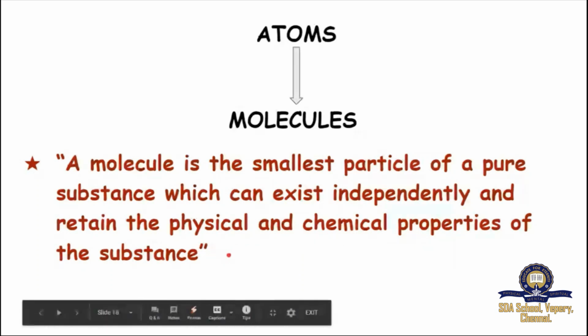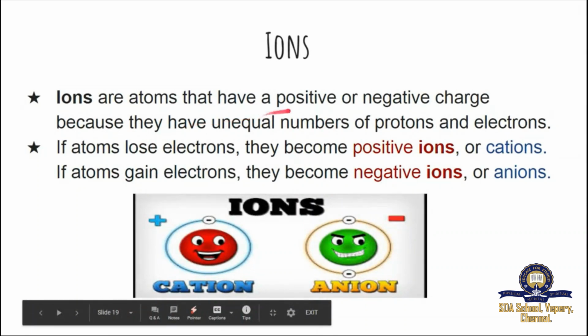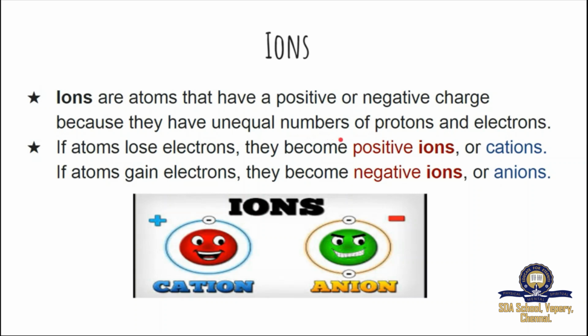Next we will see about ions. A group of atoms that have a charge are called ions. Ions are atoms that have a positive or negative charge because they have unequal numbers of protons and electrons. If the atom loses electrons, it becomes a positive ion, which is named a cation. If an atom gains electrons, it becomes a negative ion, which is named an anion.